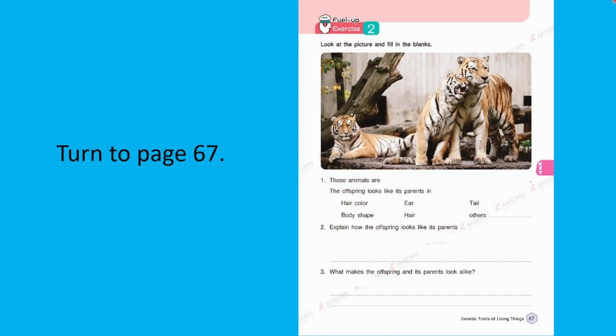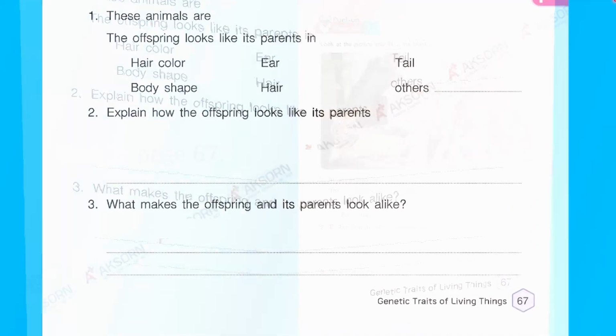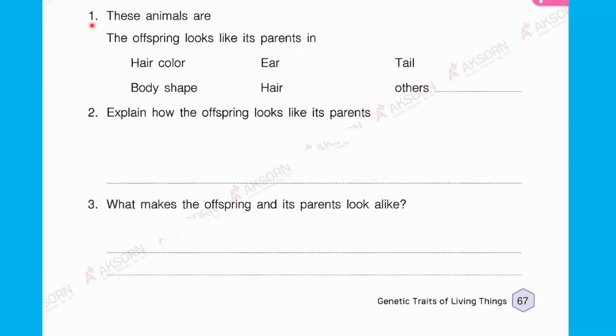Turn to page 67. 1. These animals are, so, what are they? They're tigers. The offspring looks like its parents in. Okay, so which one of these does the offspring look like its parents?